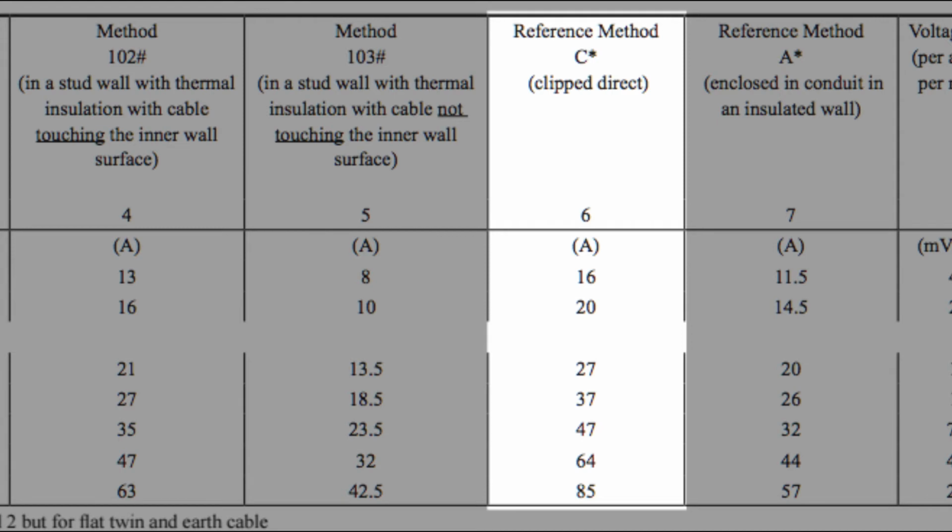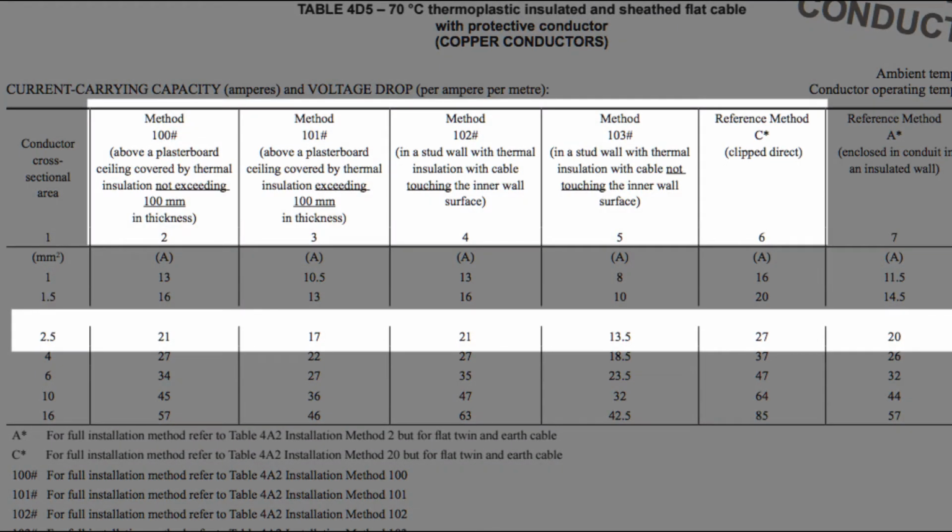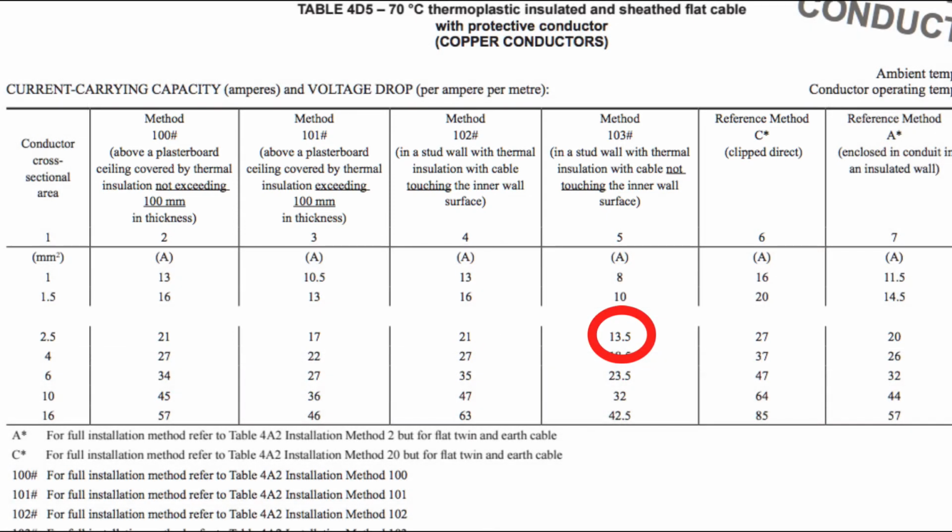And as you can see when we look through the methods, how that current carrying capacity decreases. So let's have a look at 2.5mm squared cable. Clip direct, it can carry 27 amps. Method 100, it's down to 21 amps. Method 101, 17 amps. Method 102, 21 amps. And method 103, it's down to 13.5 amps. Basically, it's been derated by a half, and that's because the cable is completely enclosed in insulation.